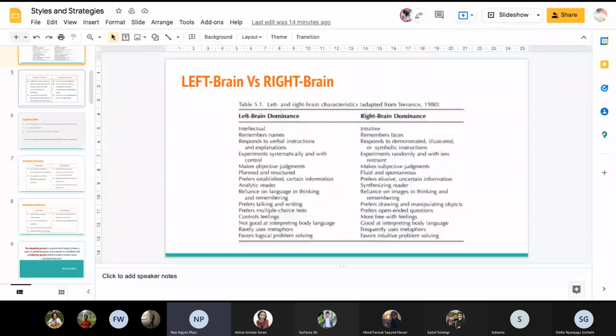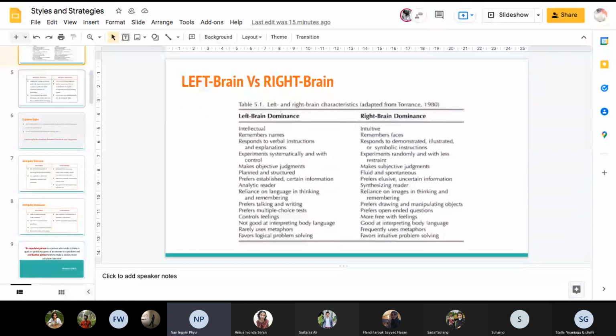A left brain person can control their feelings really well. But a right brain person is more free with their feelings, so they don't control how they feel. So for me, I think I'm a left brain dominant person. Whenever there is something, I like to plan first instead of following my feelings. I like to plan everything first. Is this one or that one? That kind of person.